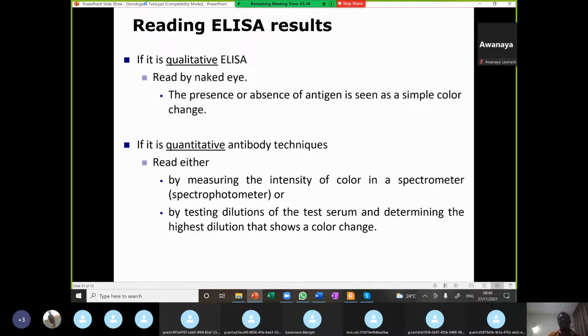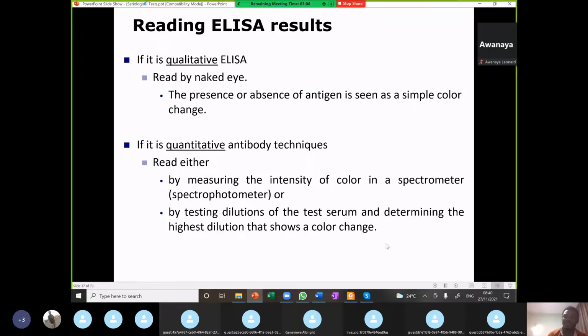If we want to just know whether the antibodies are present or not, we are going to simply observe color change, which is an indication of antigen-antibody reaction. But if you want to know how much of the antibodies are present in your system, we'll have to go to what we call quantitative reading using an ELISA reader. So we'll go to a spectrophotometer to quantify the intensity of the color.